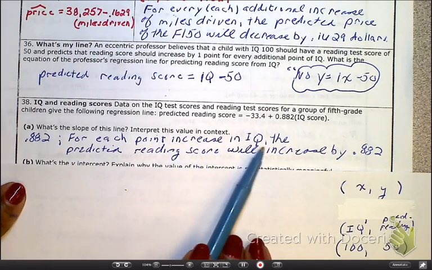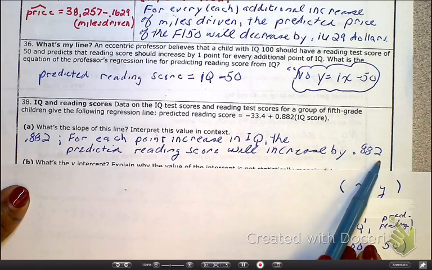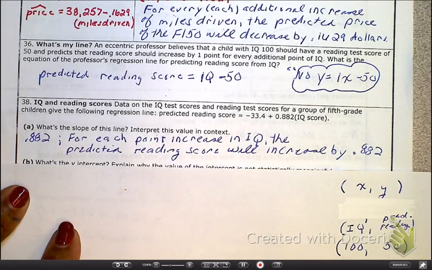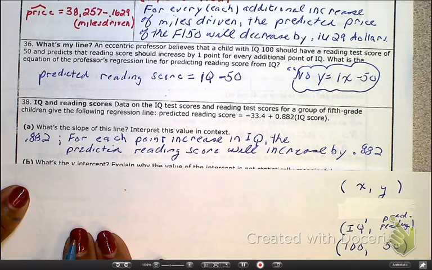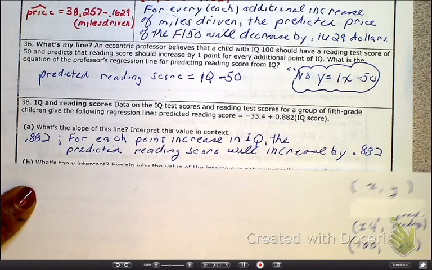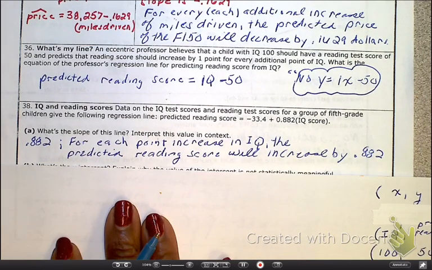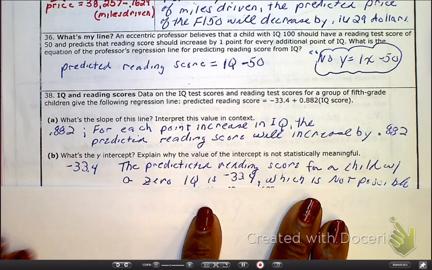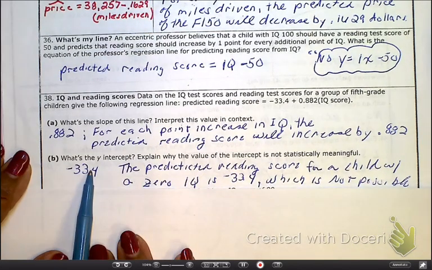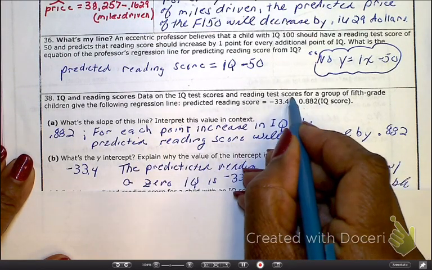For each additional point in IQ, the predicted reading score will increase by 0.82 units, because I don't remember seeing anywhere what that 0.82 represents specifically, so I'm just going to generically say units. Okay, now let's go ahead and read problem number 38B. Here the y-intercept is a negative 33.4, and we're getting that from this value right there.